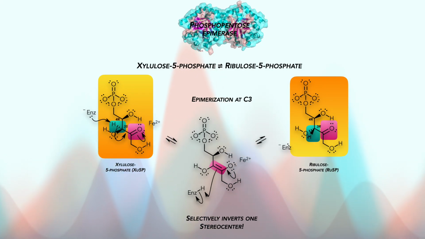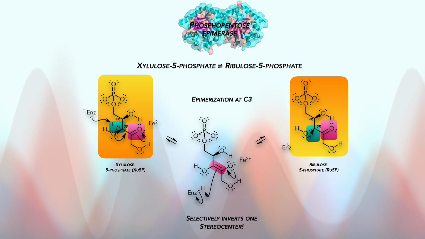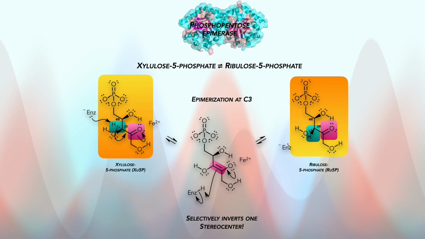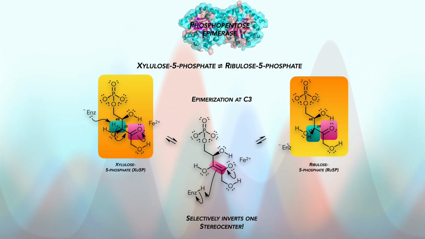And now enter phosphopentose epimerase. Xylulose 5-phosphate and ribulose 5-phosphate have the same carbon skeleton, the same carbonyl position, the same oxidation state, and the same phosphate position. They only differ at carbon 3.